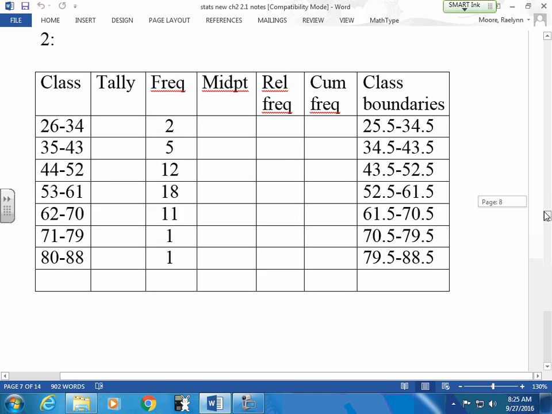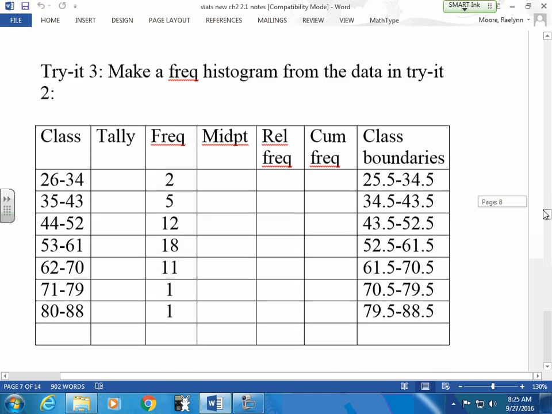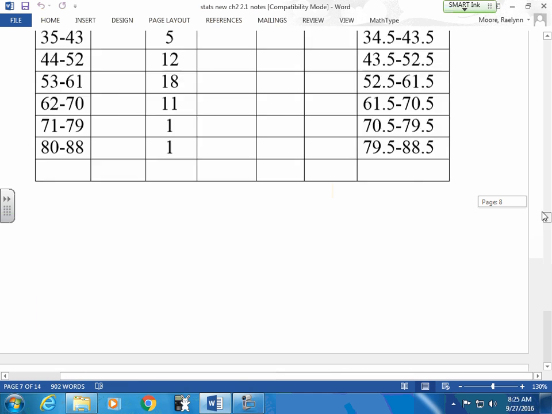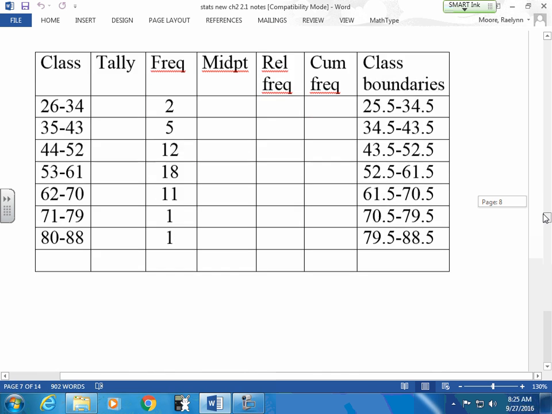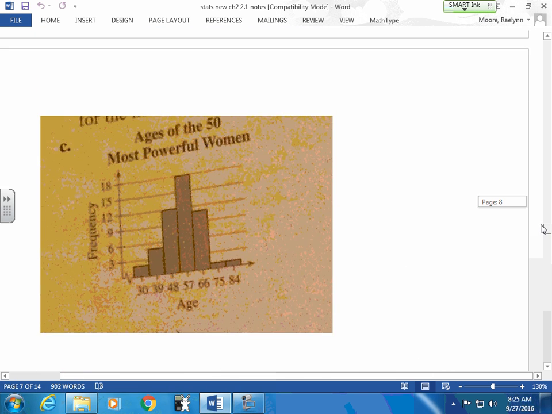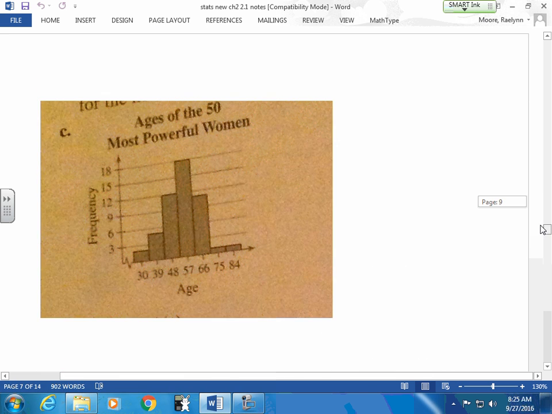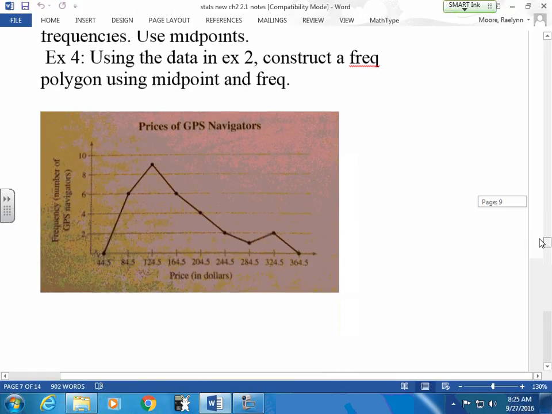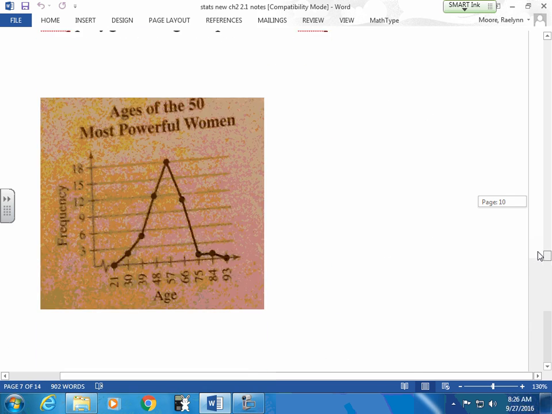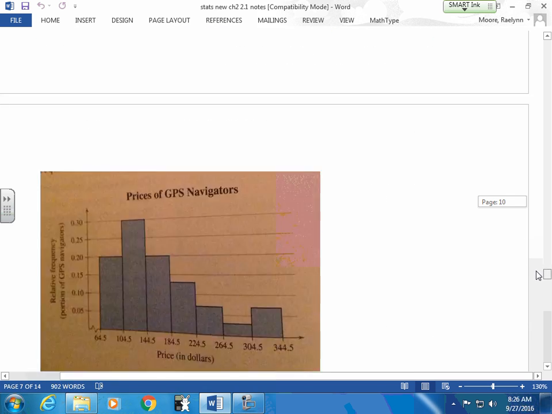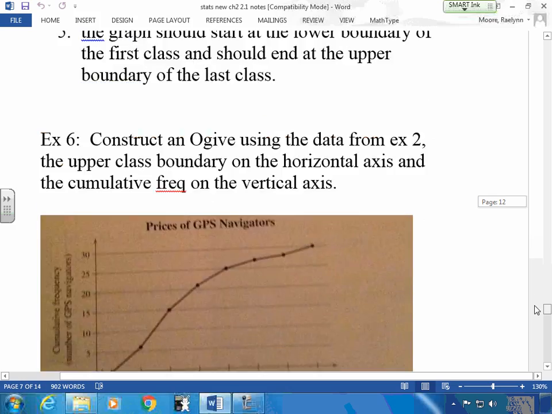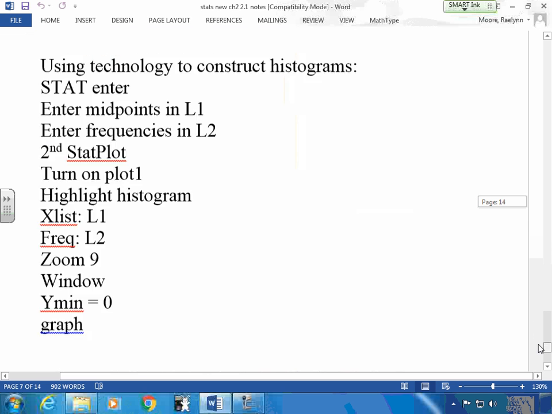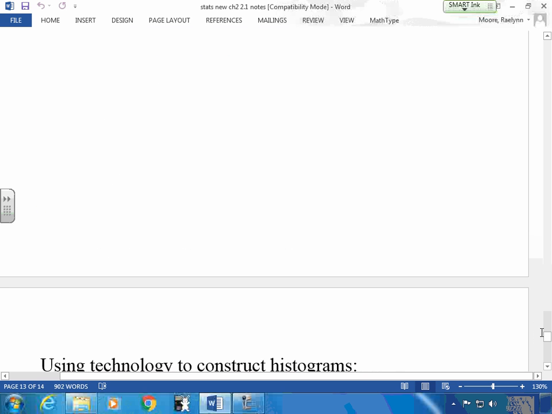This is ours, but we already filled out our whole thing. This is what your frequency graph is going to look like. So we're going to build this in a minute. We're going to build this together, and then we're going to do a polygon. And we're going to build these together. I don't have graph paper on mine, so I'm going to have to kind of wing mine. But you're going to use graph paper.